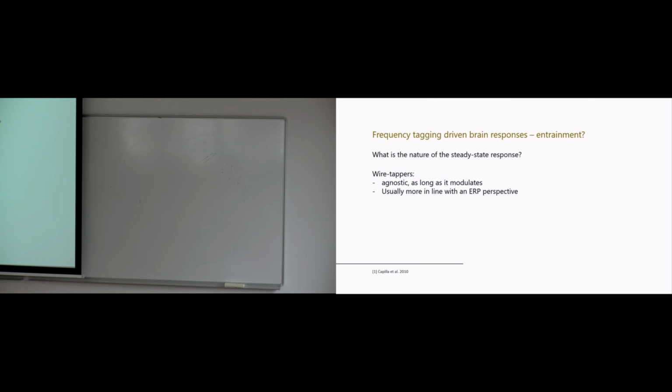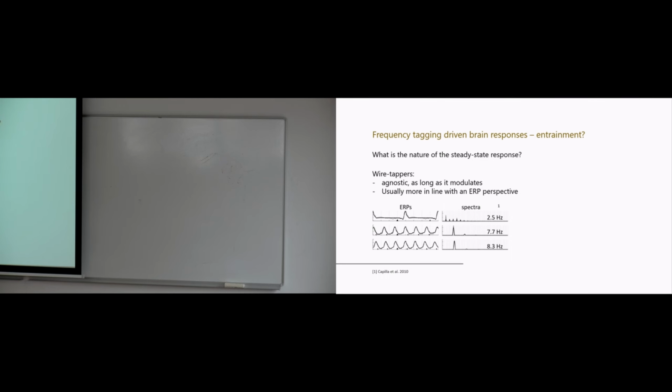But there are also people who have looked into this a little bit more, and if you look into how steady-state responses are usually analyzed in frequency tagging paradigms, then I think it usually aligns more with the perspective of an evoked potential, an event-related potential. And there's some data on that.